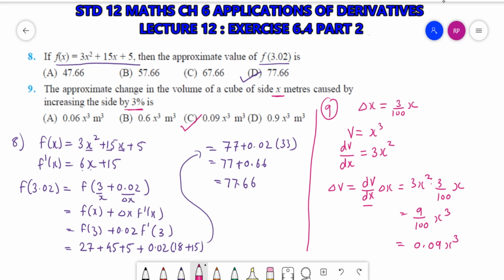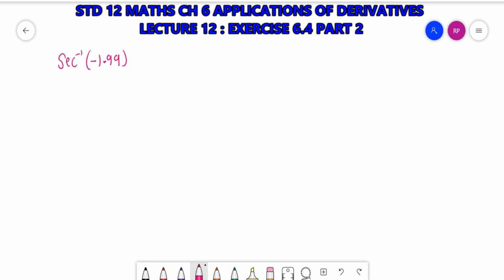Now let's see some extra questions based on exercise 6.4. Find the value of sec inverse minus 1.99. Now this is the question. So now see how to find out. Now in sec inverse, when there is a minus sign, then what we are doing, it will be equal to pi minus sec inverse 1.99. Clear?